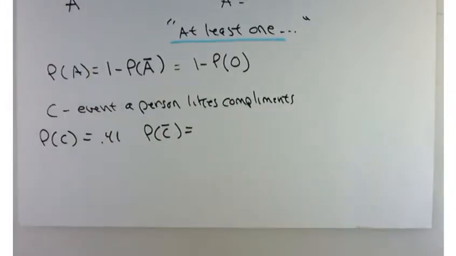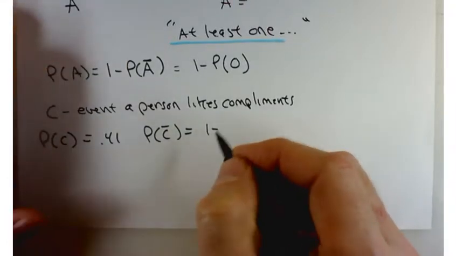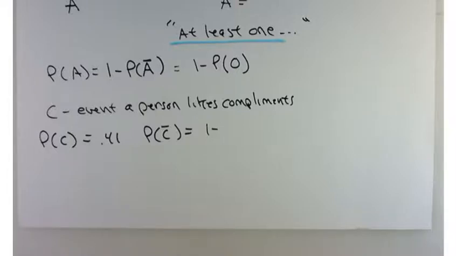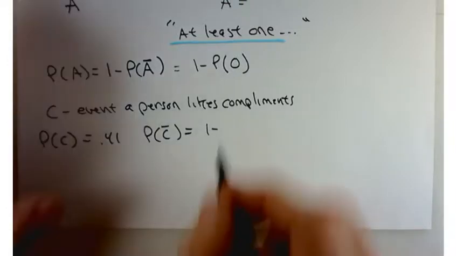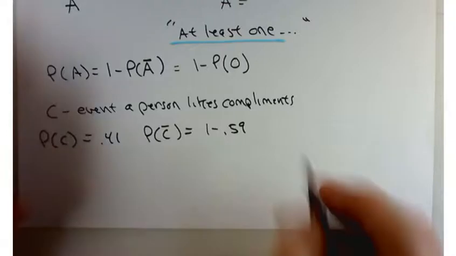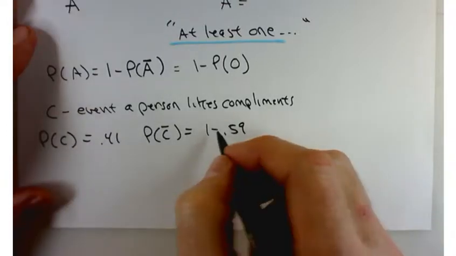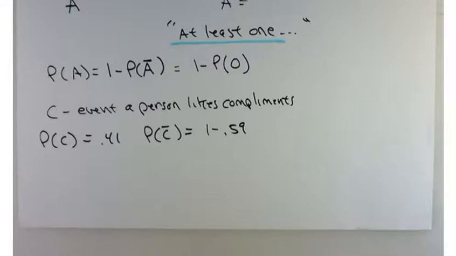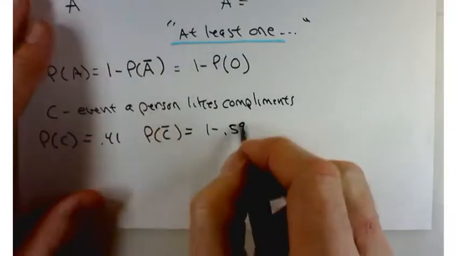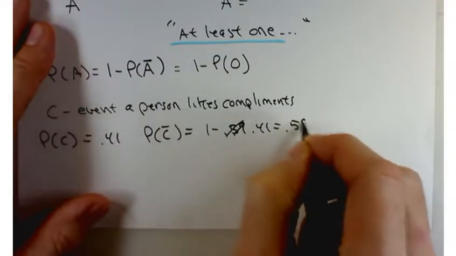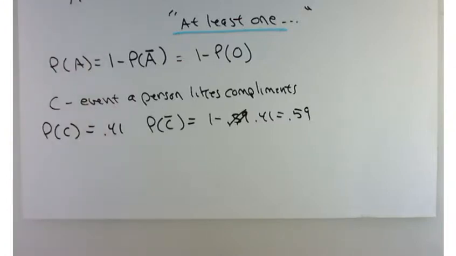How about C bar? Albana? Yeah, 1 minus 0.41. So what's C bar saying? Yeah, there's a lot of people who don't like compliments. So 1 minus 0.41 equals 0.59. All right, so 59% of people don't like getting compliments.